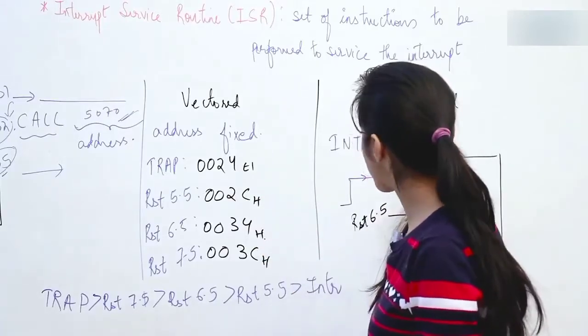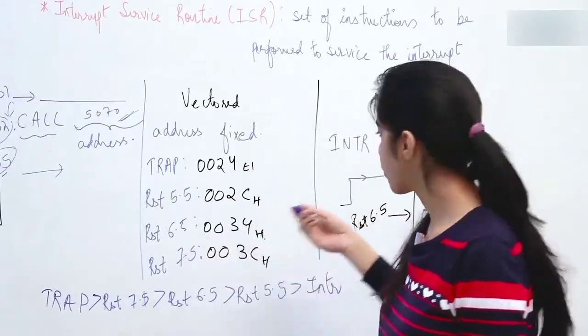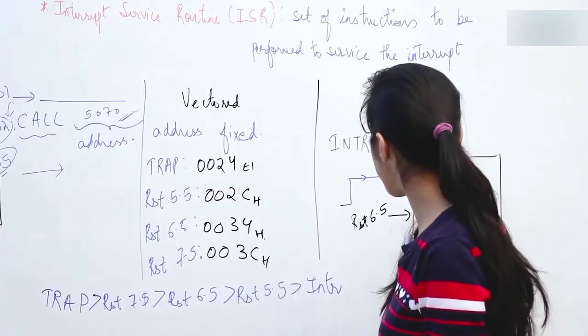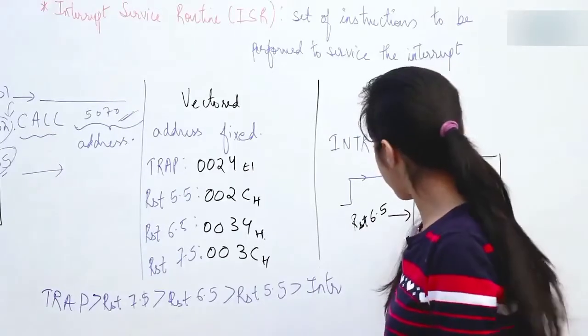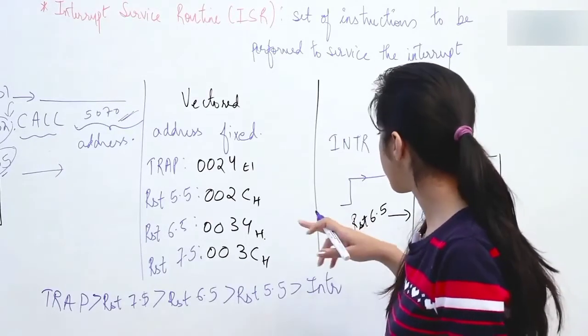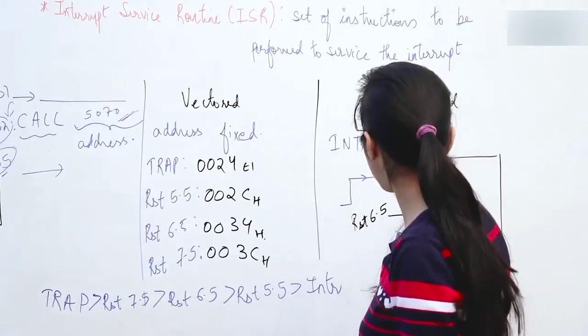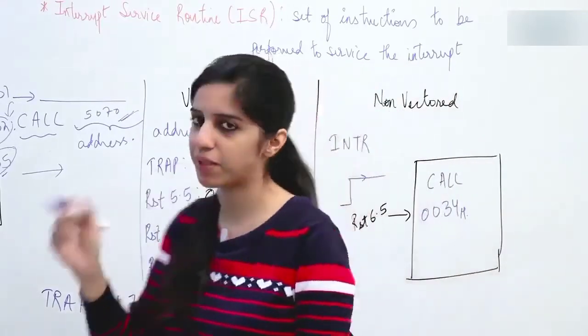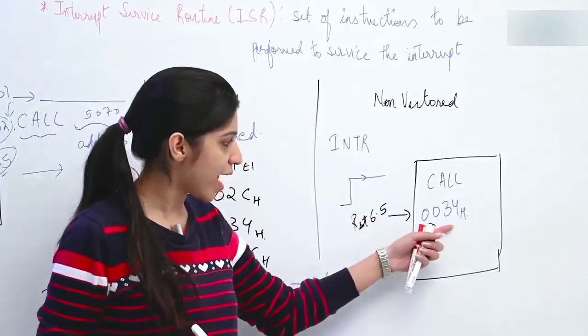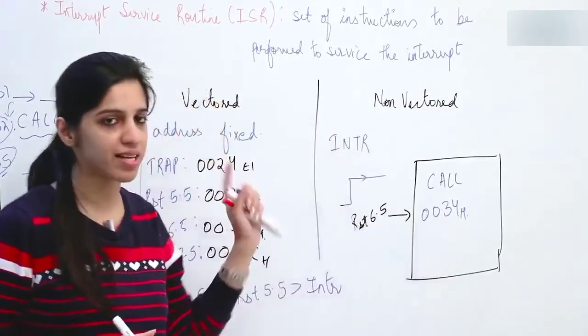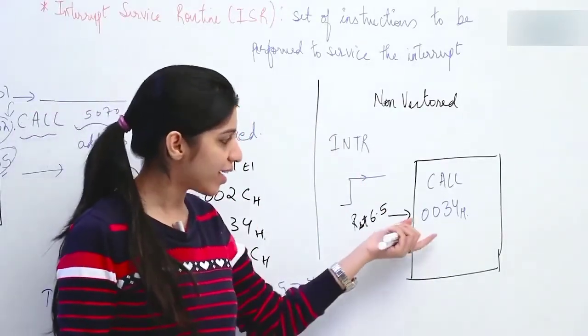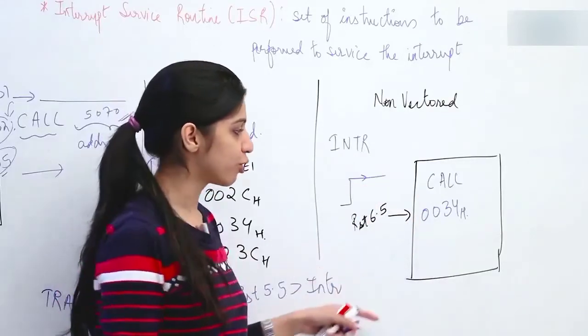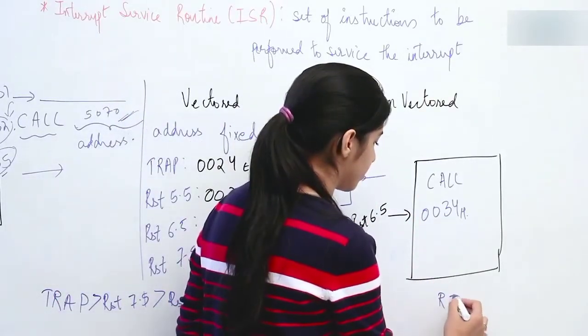The currently running program is pushed into the stack, and the program counter is overwritten with the memory location 0034. The microprocessor reroutes to the memory location 0034 and completes the program there, also known as the ISR, interrupt service routine. At the end of every ISR there is an instruction known as return.